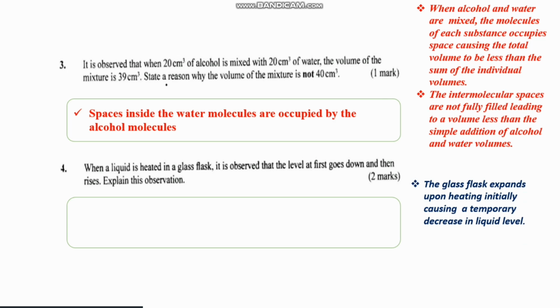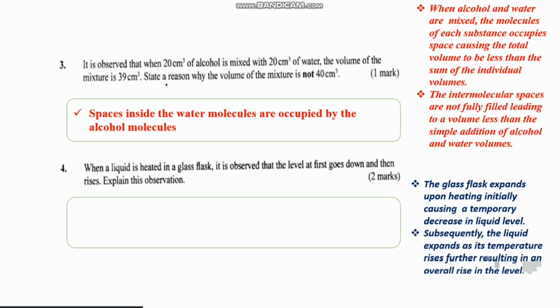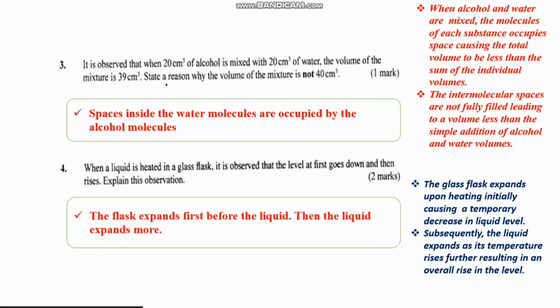This means that the liquid must drop first, but after some time the liquid catches heat and also it expands. The rate of expansion of the liquid is more than that of the flask. This means that the liquid expands more, then that is why the level rises again. So subsequently the liquid expands as its temperature rises further, resulting in an overall rise in the level. So the simple answer to this question is that the flask expands first before the liquid, then the liquid expands more.